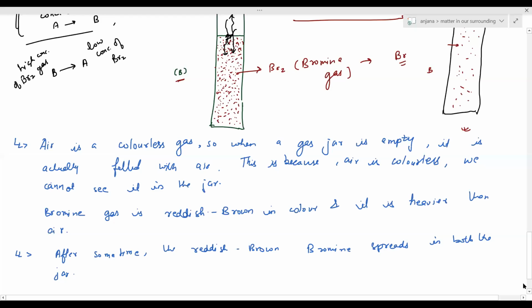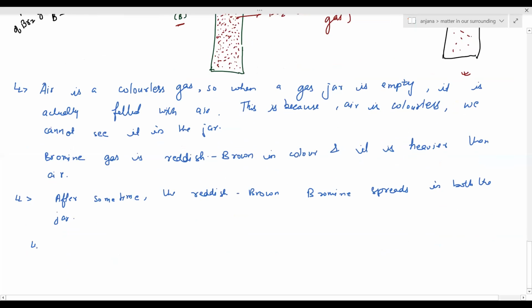Now, what is happening here? Exactly, I've already told you, just write down in the notes. Both air and bromine vapors are made up of very tiny particles.